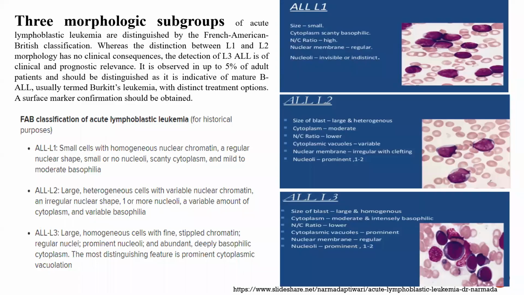There are three morphological subgroups of acute lymphoblastic leukemia, distinguished by the older French-American-British classification, where the distinction between L1 and L2 morphology has no clinical consequences. The detection of the third type is of clinical and prognostic relevance. It's observed in up to 5% of adult patients and should be distinguished as an indicator of mature B acute lymphoblastic leukemia, usually termed Burkitt leukemia, with distinct treatment options. A surface marker confirmation should be obtained.